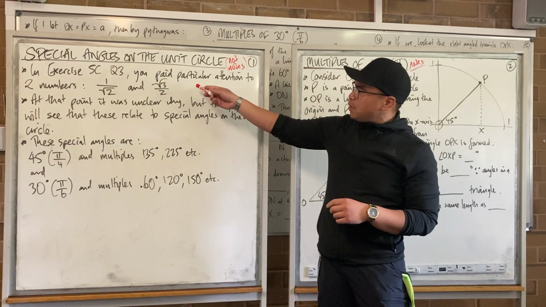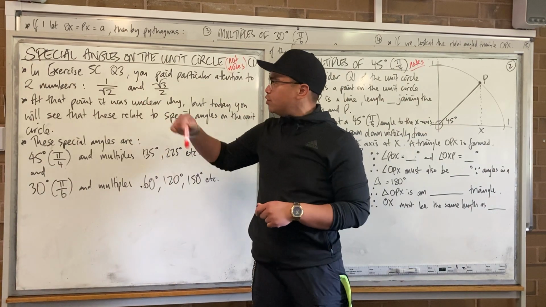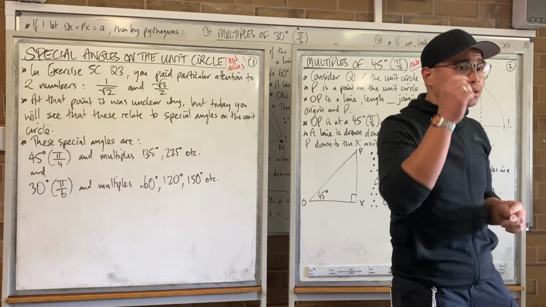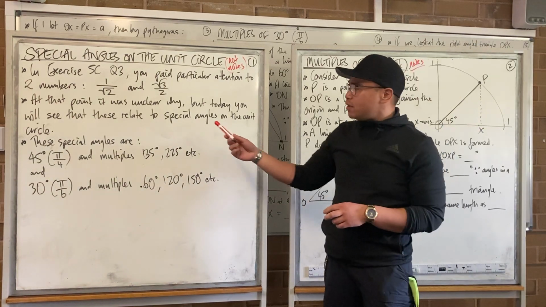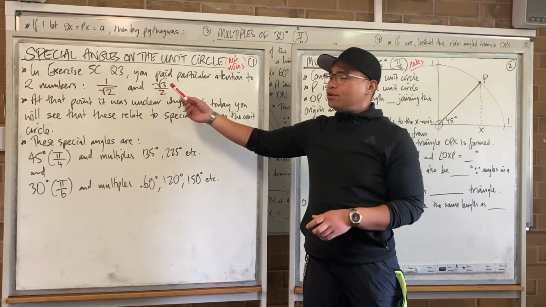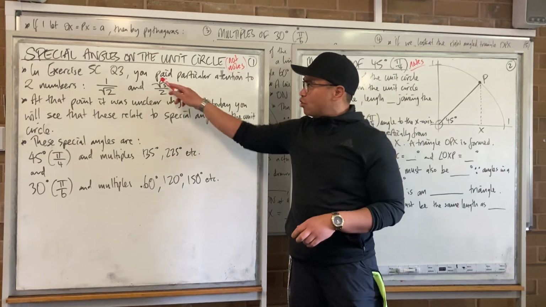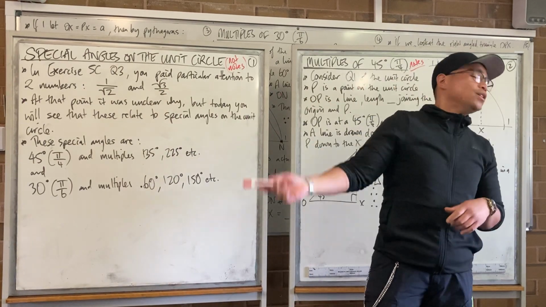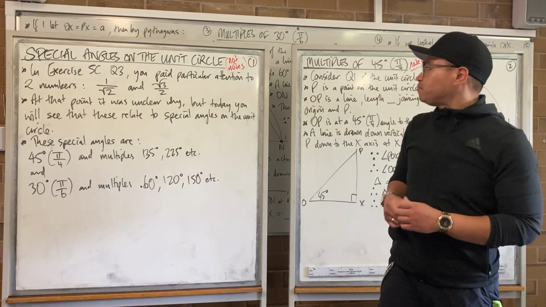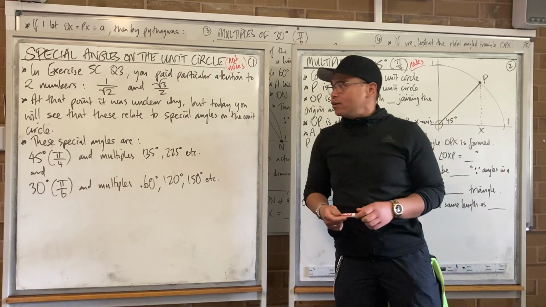And why? Because that question paid particular attention to these two numbers, 1 on root 2 and root 3 on 2. In that lesson previously, because I wasn't here to teach you, it would have been unclear why those are important. Today's lesson is to show you why. You're going to encounter these next year and then the year after that, okay? You're going to see why those are special, and it relates to the special angles on the unit circle.